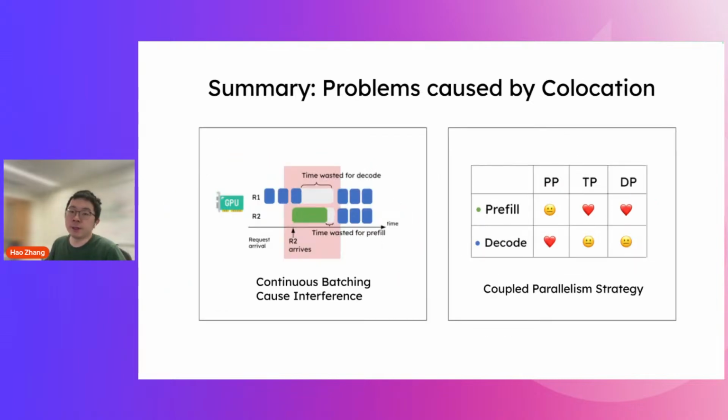So to summarize, co-location causes two major problems. The first one is the interference caused by continuous batching, right? And when you have more and more requests, the interference will get more and more pronounced. And the second problem is they have a very coupled parallelism strategy, which is not always optimal for applications with different latency criteria.